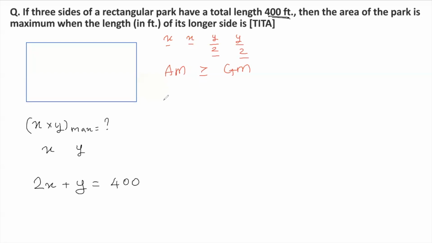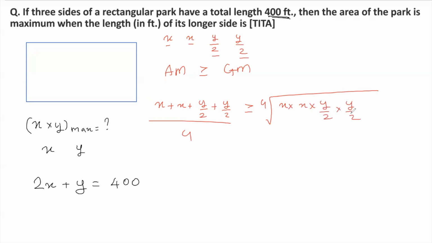So the arithmetic mean of these four numbers is x plus y by 2 plus y by 2 divided by 4. This is greater than or equal to the geometric mean, which is the fourth root of x into y by 2 into y by 2, because there are four numbers involved. Now, this sum actually becomes 2x plus y, right? x plus y by 2 plus y by 2 is 2x plus y. And this value we know is 400. 400 upon 4 is basically 100. So 100 is greater than or equal to the fourth root of x square into y square divided by 4.